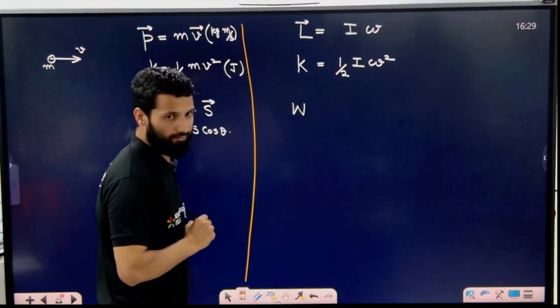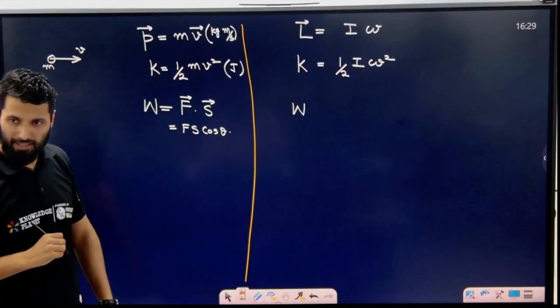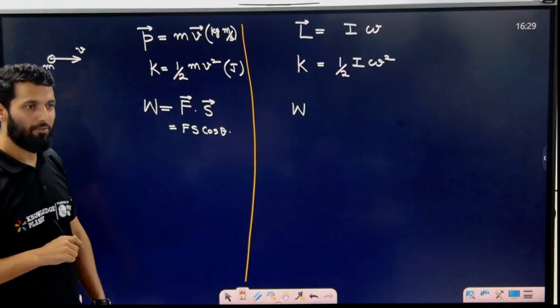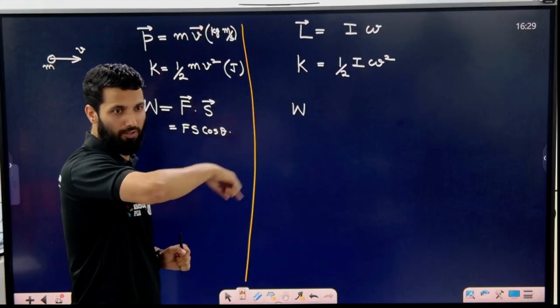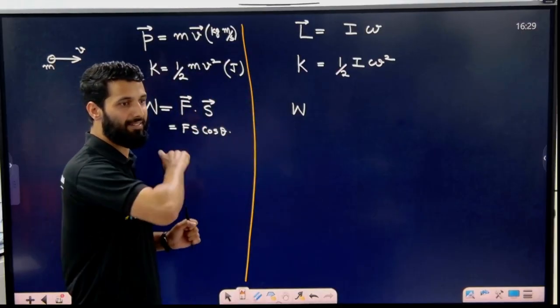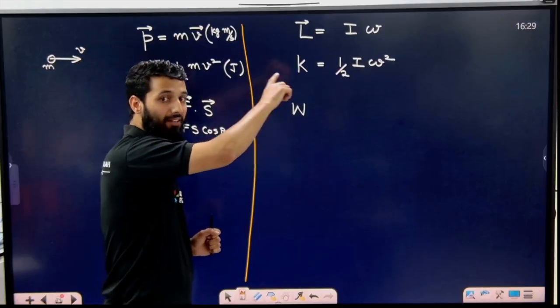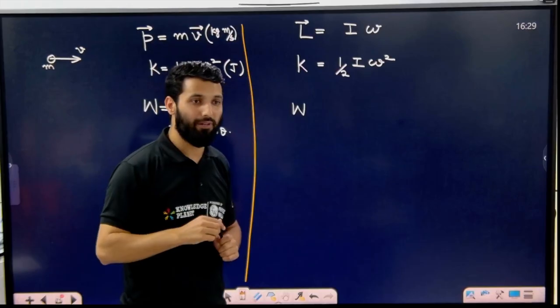Now, angular work. Tell me: torque dot theta. If they have the same direction, if torque is clockwise, the angular displacement is also clockwise. That means delta theta is clockwise and torque is clockwise. In that case, the angle between them will be zero.